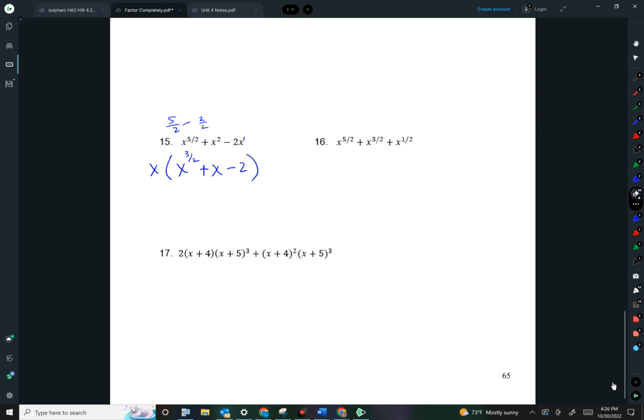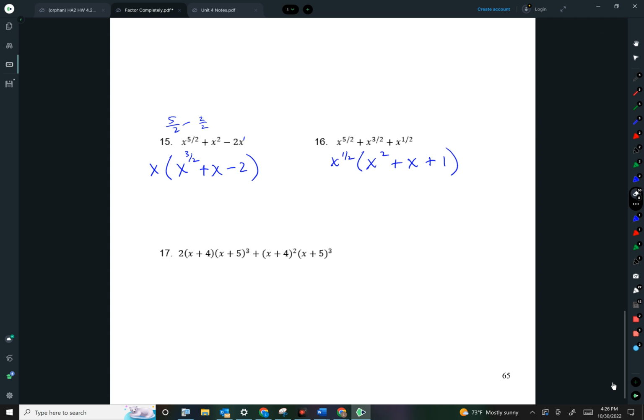Okay, hopefully you paused and you went ahead and took out a common factor. So what did you get for your common factor? I was thinking that we could just take out a common factor of x to the 1/2. And if we do, we're going to be left with x squared plus x plus 1. Hopefully we agree on that.